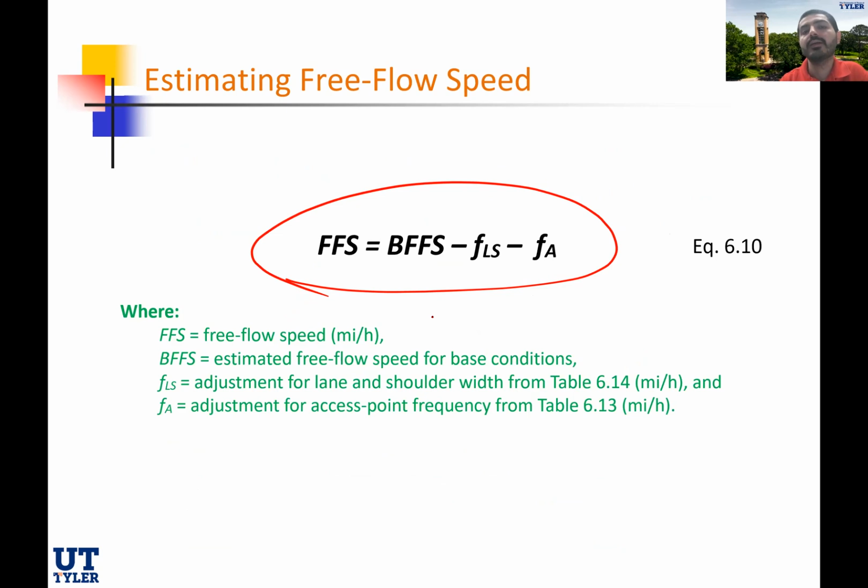Same thing here. Free flow speed can be estimated rather than measured. So it can be estimated using this equation right here. And here we're using BFFS, which is the free flow speed at the base condition, minus f_LS minus f_A.